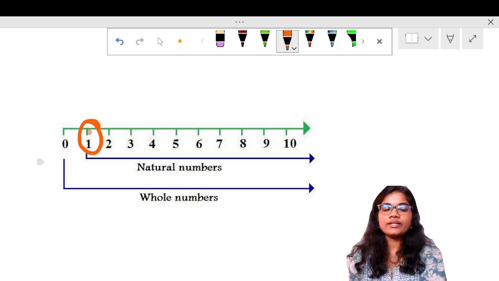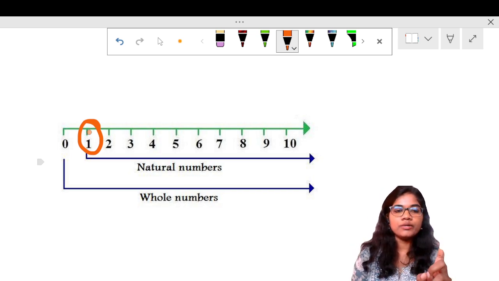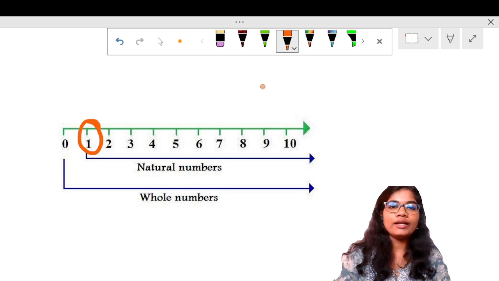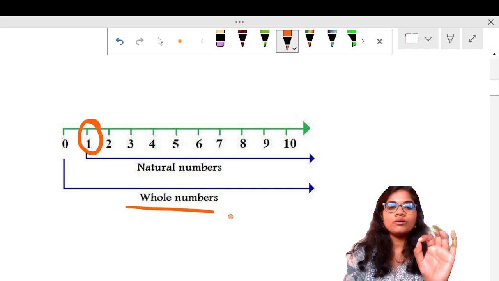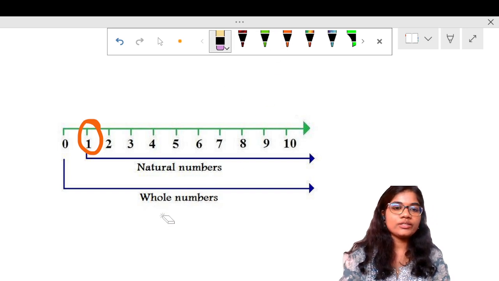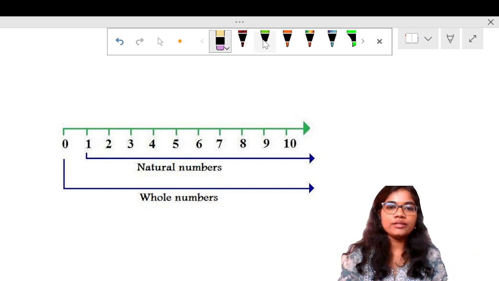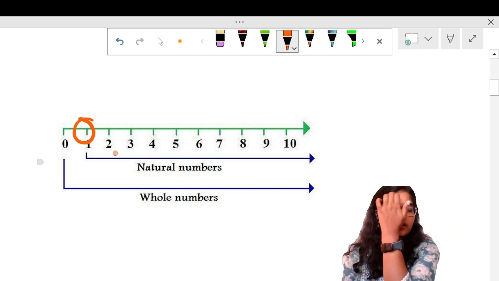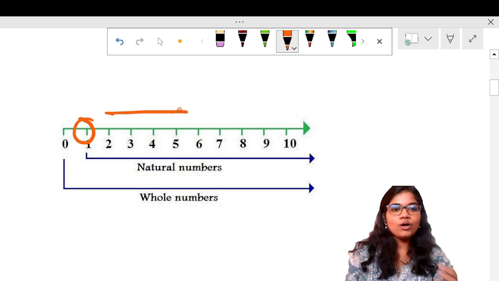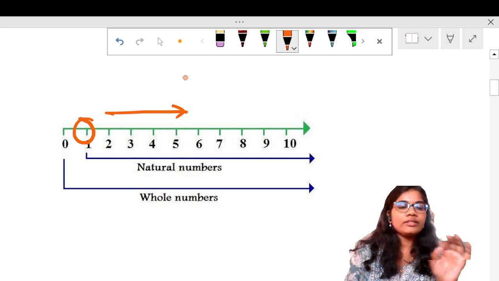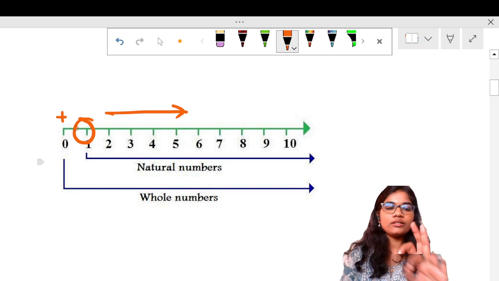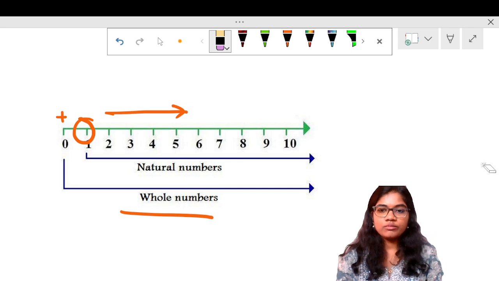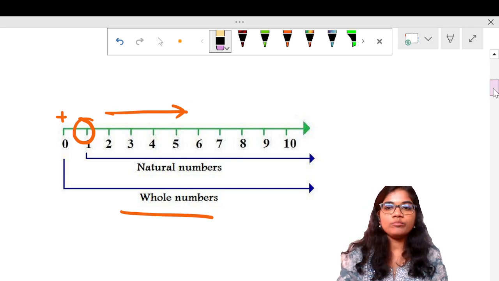Yes, absolutely right. When I add natural numbers plus 0, I get a new set of numbers, and that set is called whole numbers. As you can see here, this is your number line, and it starts with 1, that is the natural numbers. And when I add 0 to these natural numbers, this is called whole numbers.